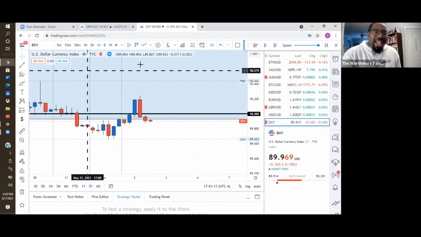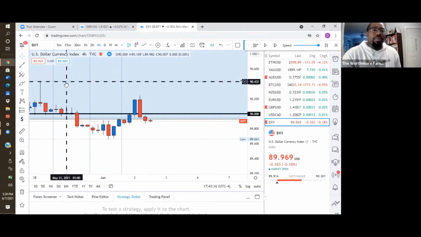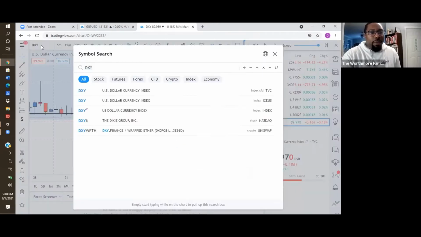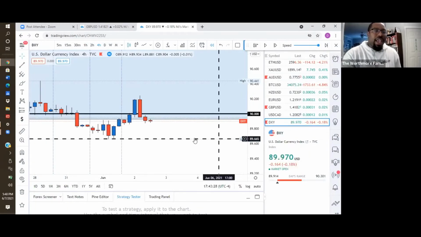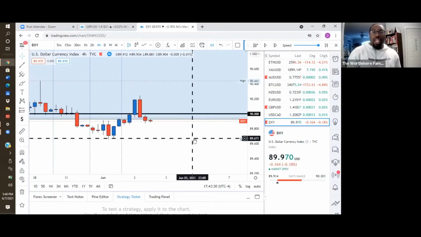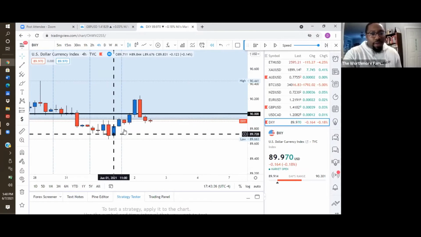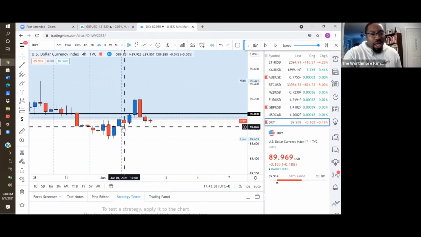The main thing I use is the DXY to see what the overall strength of the United States dollar is. The DXY is the US dollar currency index. So if you ever want to know if the dollar is bullish or bearish, basically if it's strong or weak, then look at the DXY. Based off of what I'm seeing right now on the DXY, I am seeing a bit of an uptrend. This right here is the 4-hour chart for the DXY, and I'm looking at a bit of an uptrend.